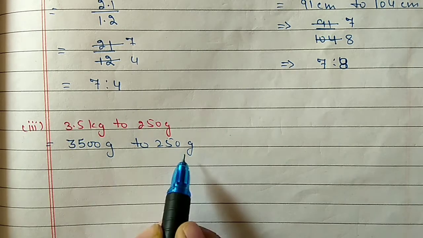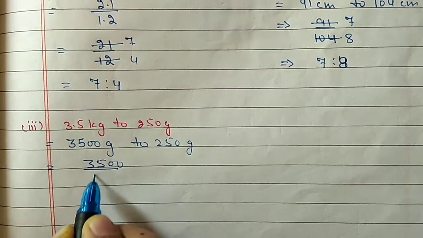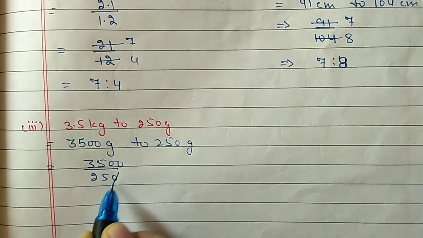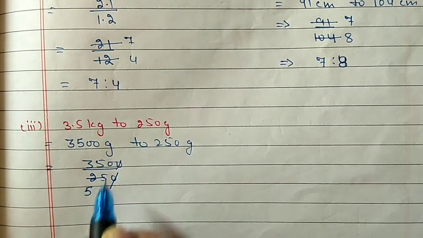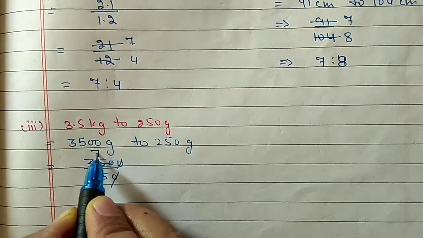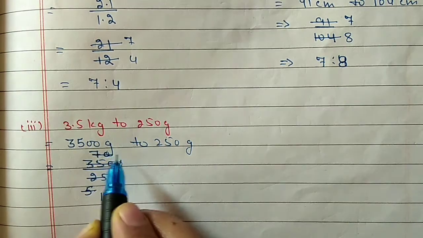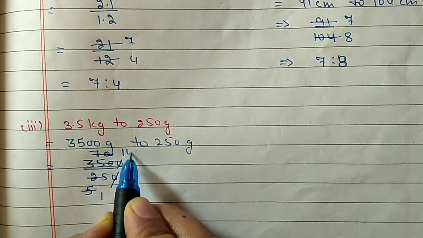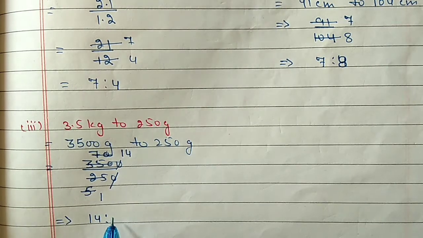After changing to the same unit, then we can do the cancellation. 3500 by 250. 0 to 0 we can cancel. Now we can cancel with the 5 table. 5 5s are 25, 5 7s are 35 and 0 as it is. Then 5 1s are 5, 5 1s are 5 and 5 4s are 20. So the simplest form of the ratio is 14 is to 1.